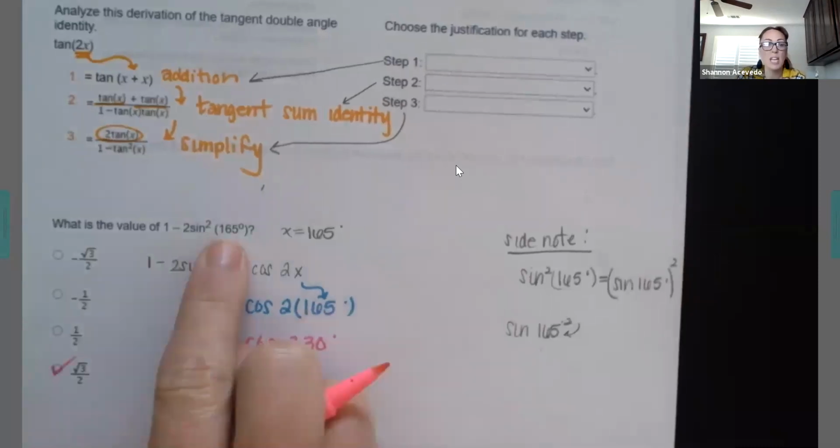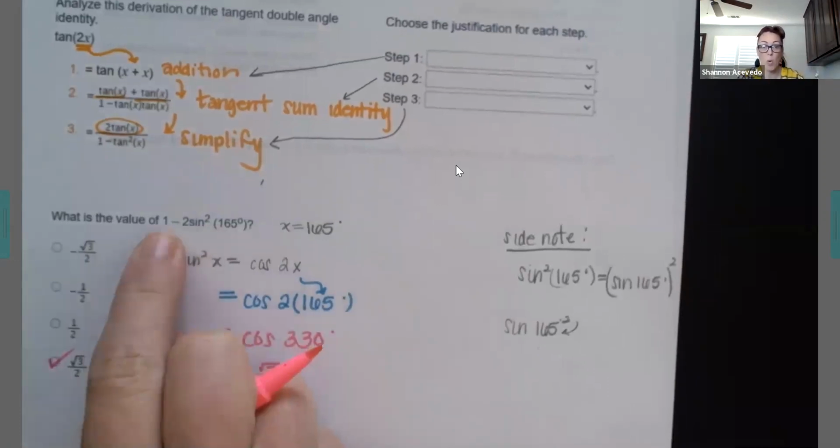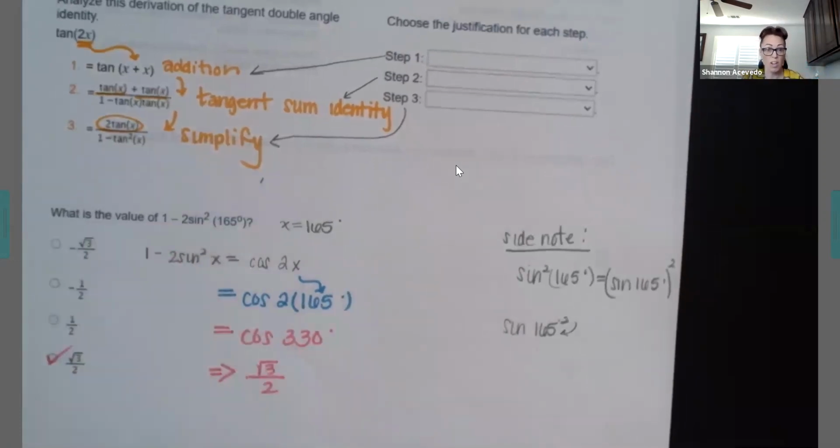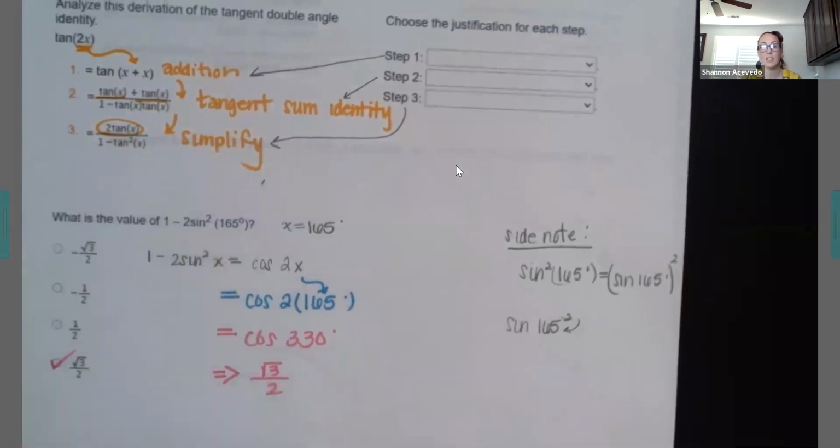Could I have found sine of 165? Yes. Then I would have had to square it, then I would have had to multiply it by 2, and then I would have had to take that value and subtract it from 1. That's a lot of work. Or I could have just done this, which was way easier to do.